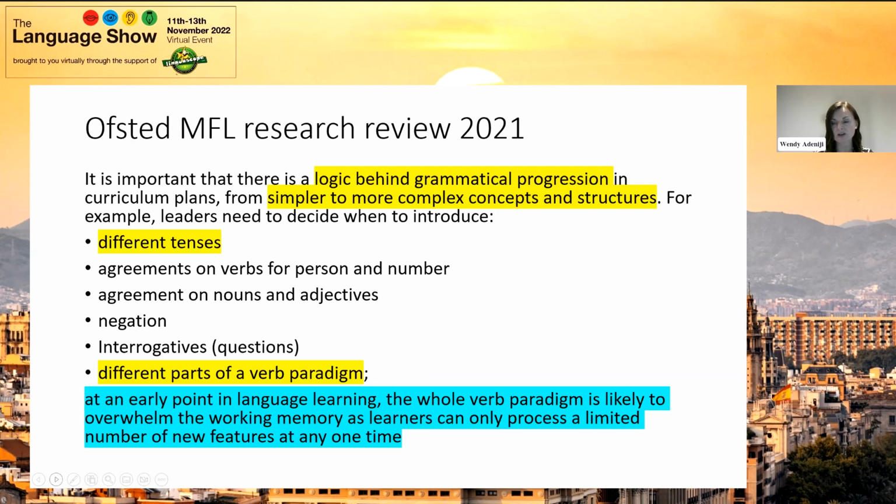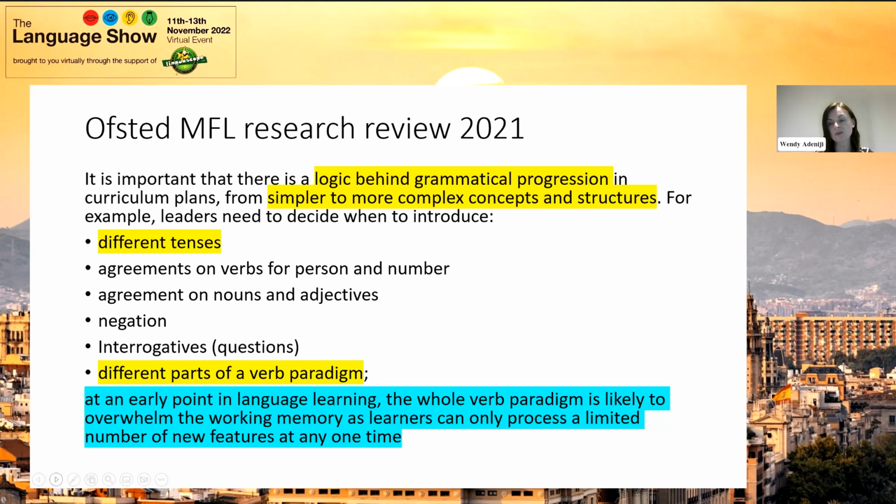So I really like this phrase that I've highlighted in turquoise from the Ofsted Research Review, and I think it's very appropriate, very pertinent to what we're talking about today. So at an early point in language learning, the whole verb paradigm is likely to overwhelm the working memory, as learners can only process a limited number of new features at any one time.